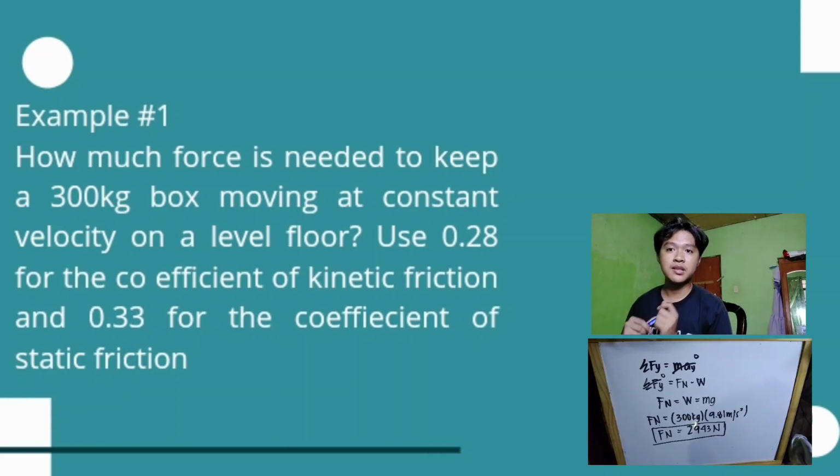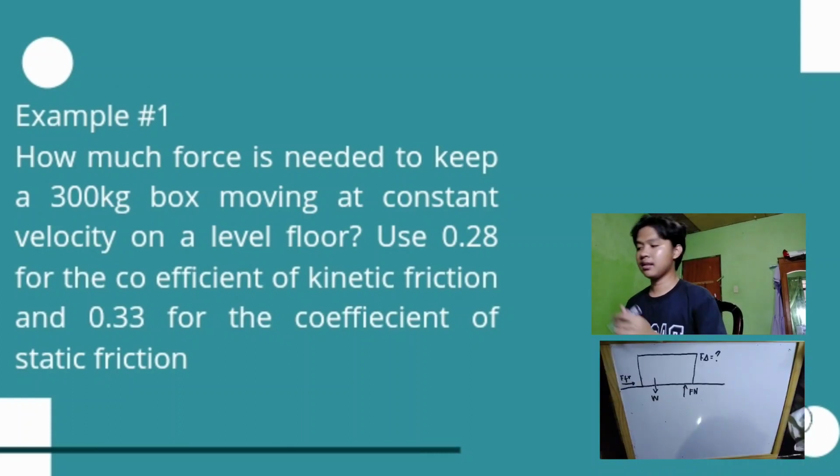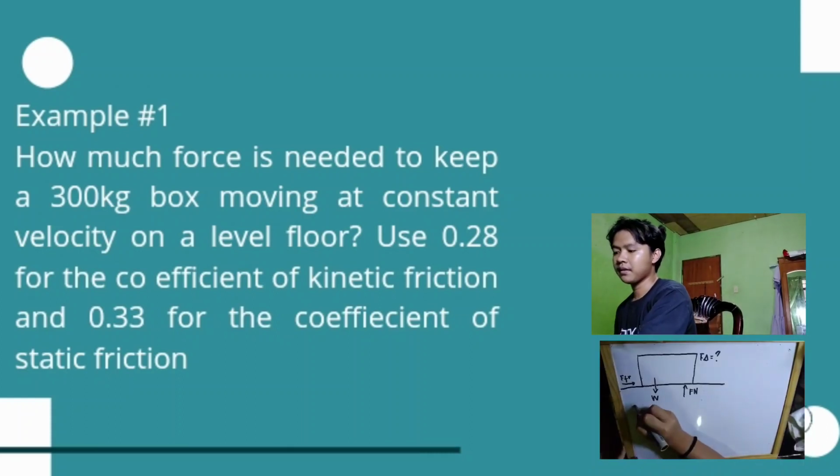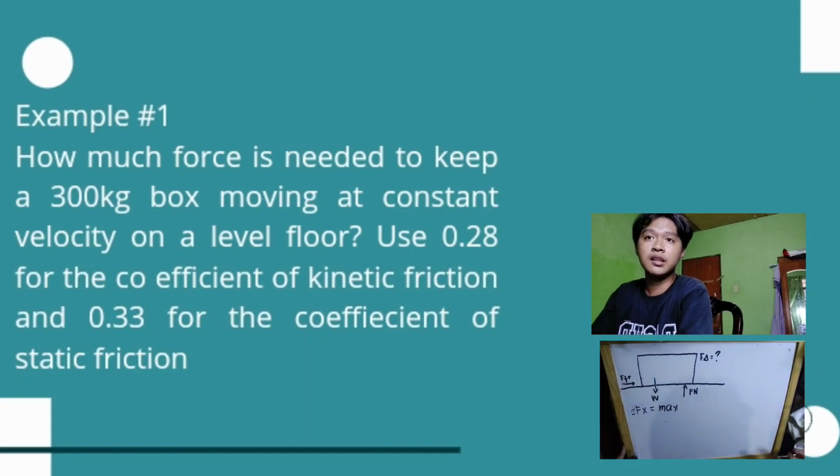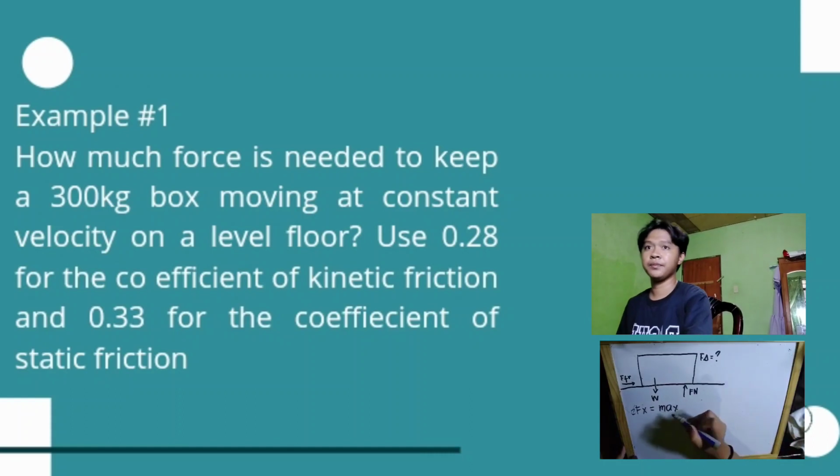So now, we consider the x components. If we say constant velocity, there is no acceleration because there is no change in velocity. So by the second law of motion at x, we have summation of Fx equals mass times acceleration in x, because we need to find the force needed to push a 300 kilogram box at a constant velocity. So, this cancels, it becomes 0.